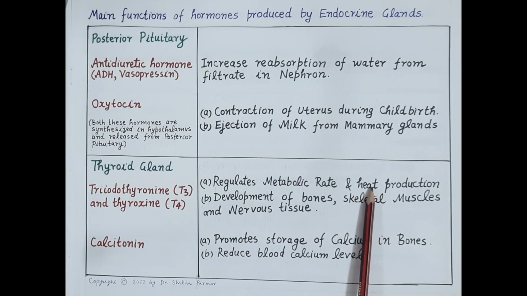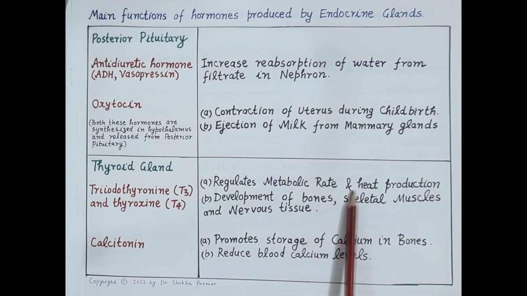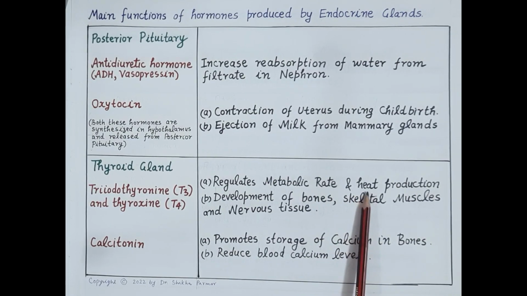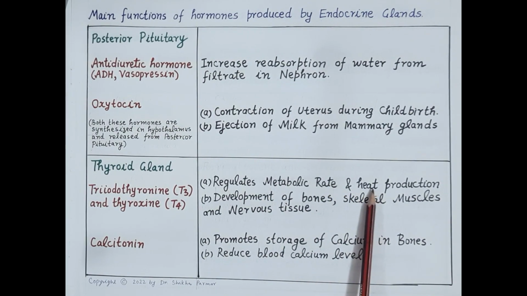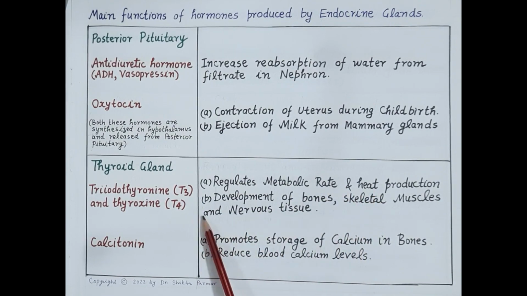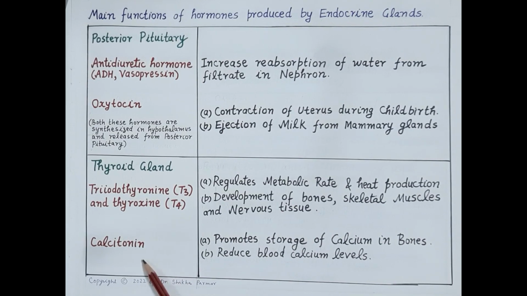Now, overactivity of the thyroid gland increases metabolic rate and increases the production of heat, while reduced activity of the thyroid gland reduces the metabolic rate and reduces the production of heat. T3 and T4 are also very essential for the development of bones, skeletal muscles, and nervous tissue. Another hormone that is released by the thyroid gland is calcitonin.